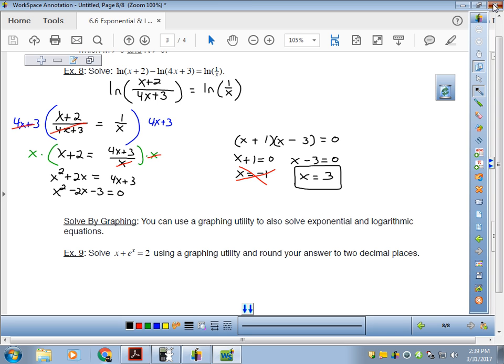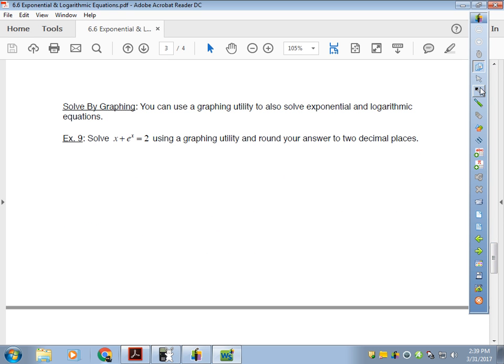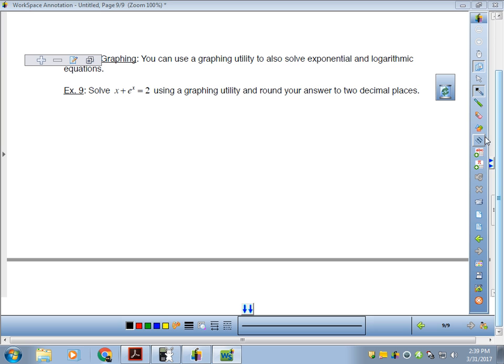Okay. Another strategy we have for solving these equations is to solve them by graphing. You can use a graphing utility, a graphing calculator, to help you solve some of these equations. So example 9 here, we're going to show how this works. It asks us to solve x plus e to the x equals 2 using a graphing utility and to round your answer to 2 decimal places.